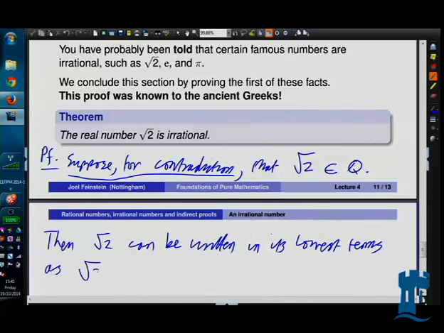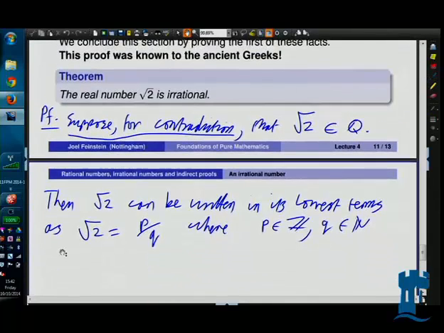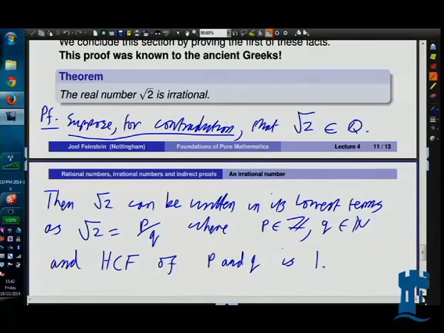Assume the square root of 2 equals p over q, where p is in Z, q is in N, and the highest common factor, HCF, of p and q is 1. It's rather important that you cancel everything out you can at the beginning. Okay? We're going to do some manipulations and get a contradiction.